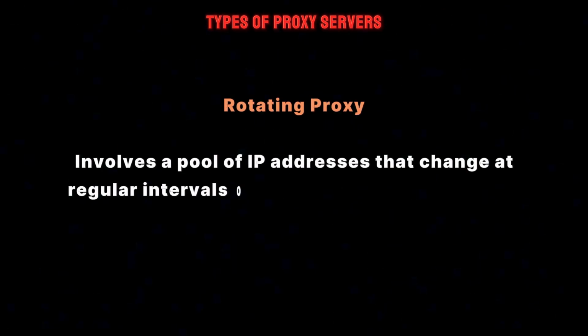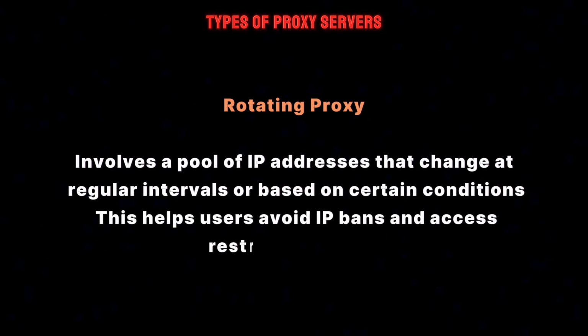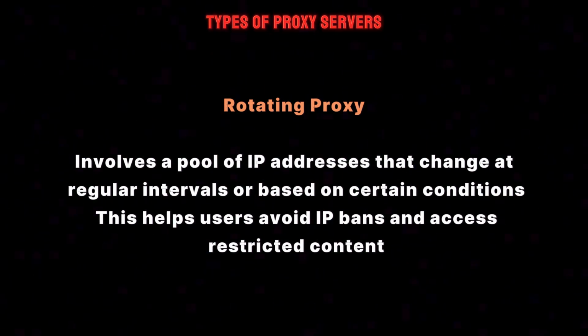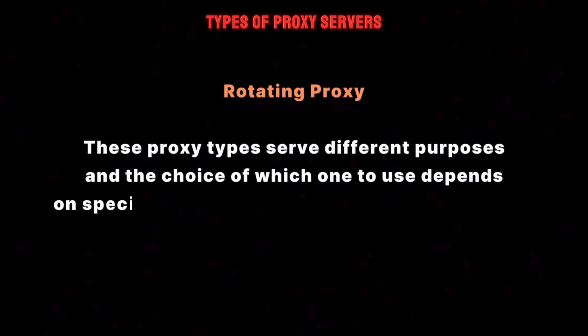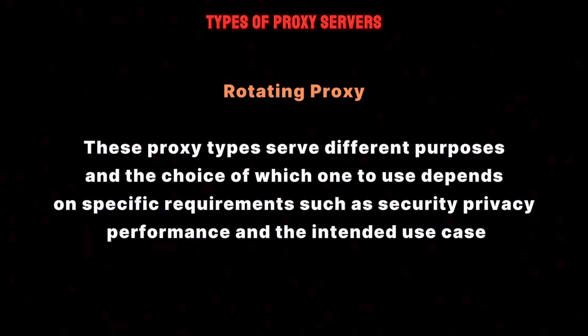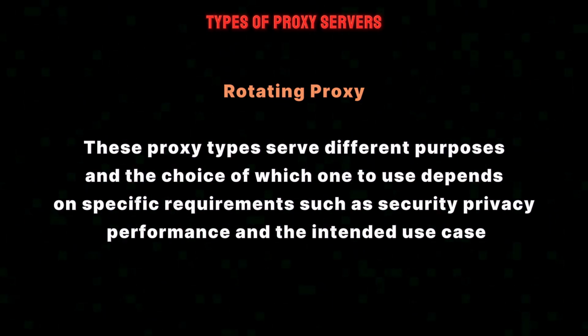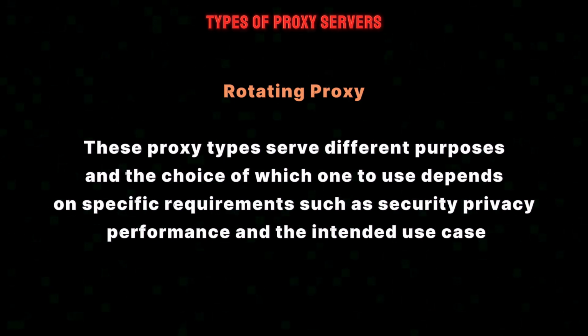Rotating proxy. Involves a pool of IP addresses that change at regular intervals or based on certain conditions. This helps users avoid IP bans and access restricted content. These proxy types serve different purposes, and the choice of which one to use depends on specific requirements such as security, privacy, performance, and the intended use case.